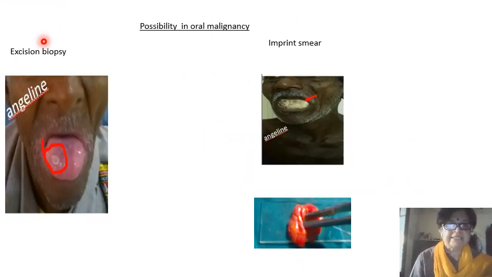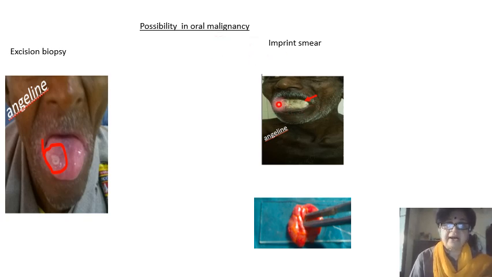Now, can you do an excisional biopsy? Yes, in the tongue. Superficial, very small lesions, you can do an excisional biopsy straight away. What about imprint smear? These were the two which we did not have a possibility in the CA lip.